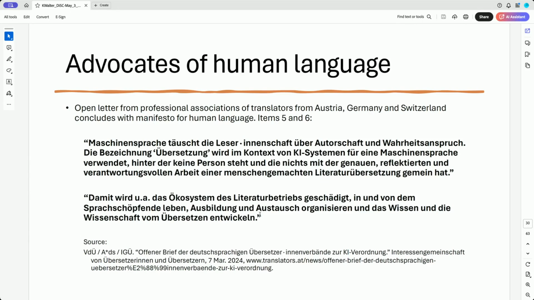And this open letter was published a few weeks or months ago. It was in 2024. And it concludes with a manifesto for human language. And I'm just going to quote parts of items 5 and 6.